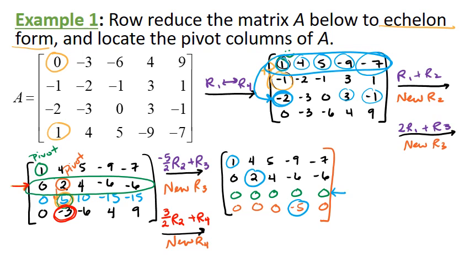So what I'm going to do is interchange these last two rows, because if I have a row full of zeros, I typically want that to be the last row. So I'm going to interchange rows 3 and 4. So I end up with the following matrix.